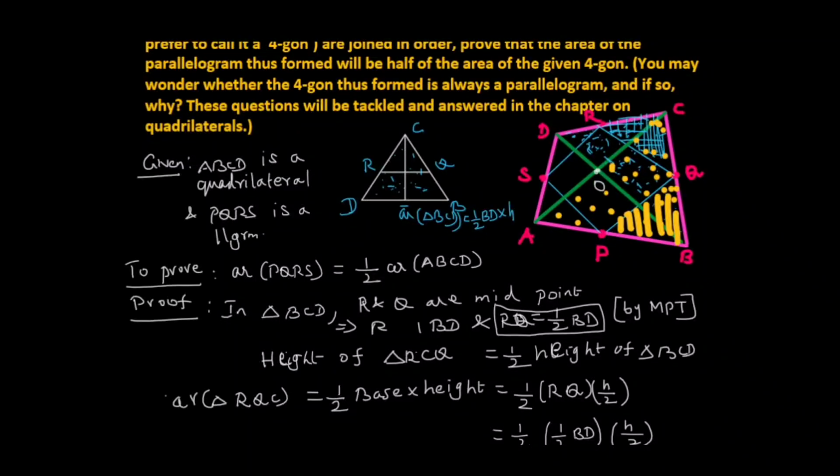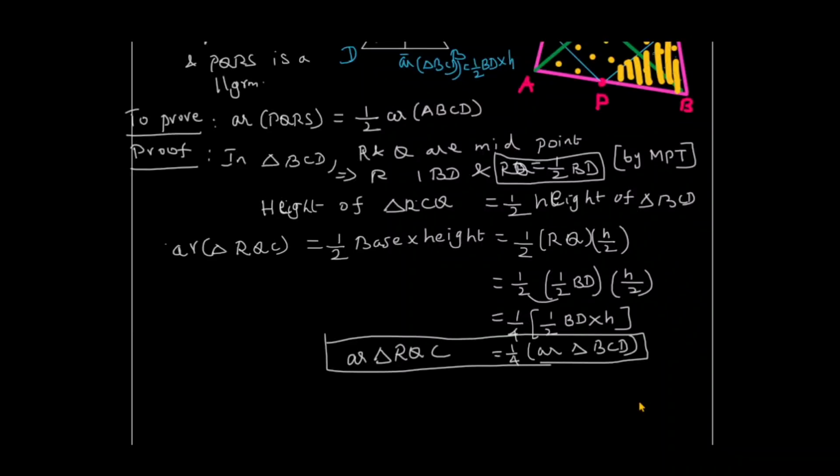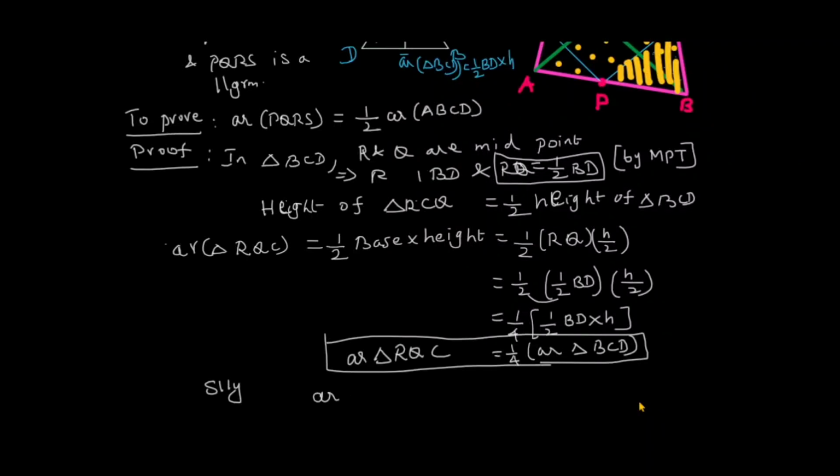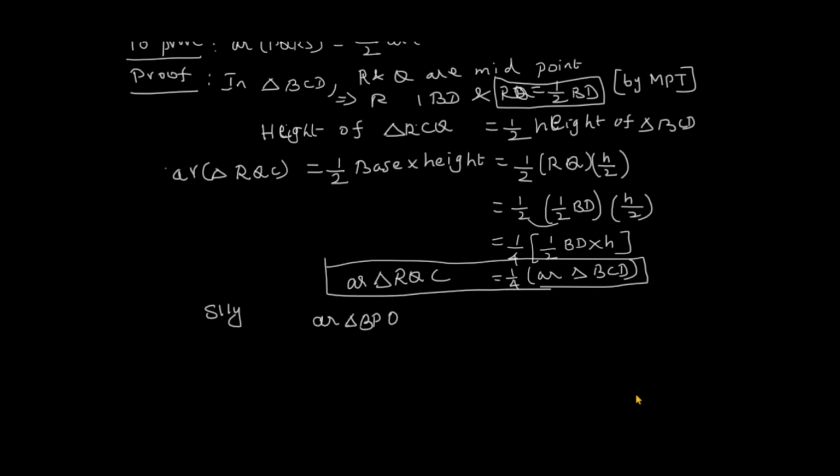So the line joining the midpoints cuts off a small portion: area of PBQ is equal to 1 by 4 times area of ABC. We will write the next triangle, area of PBQ. Similarly, see the diagram, area of triangle BPQ is equal to 1/4 of area of triangle ABC.